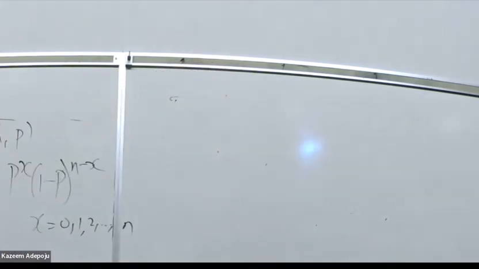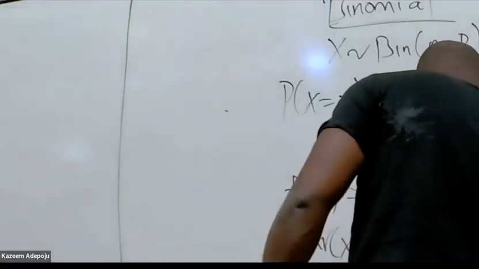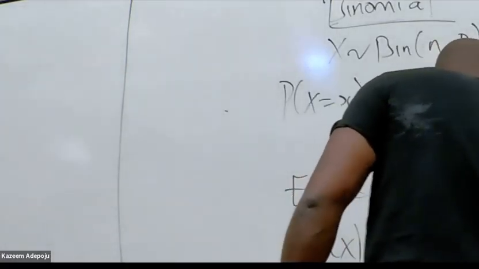Of course, we can find the mean in binomial. It's going to be np. The variance of x in binomial is going to be npq, or you say np into 1 minus p. Don't forget, using the idea of p plus q equal to 1.